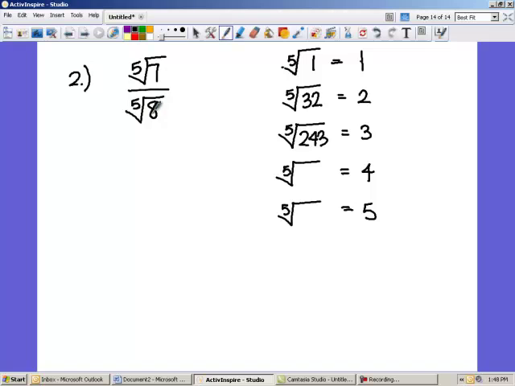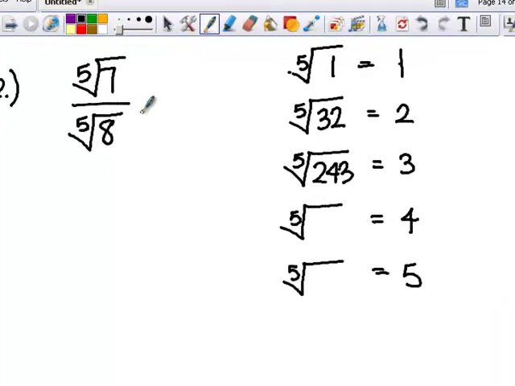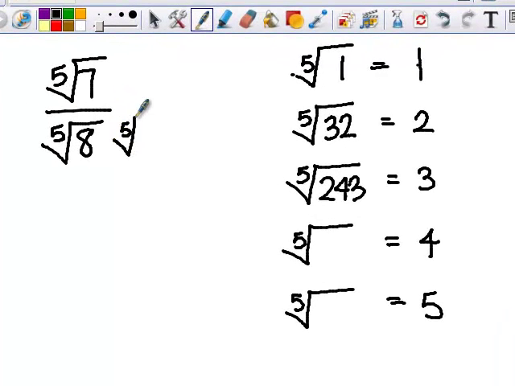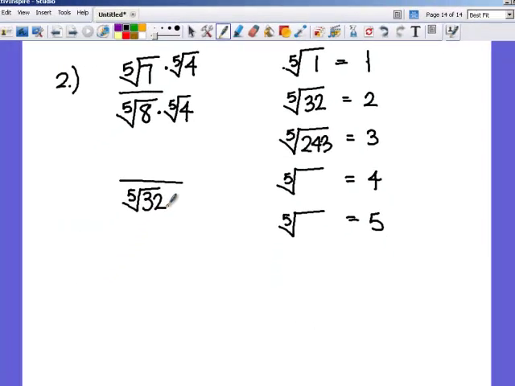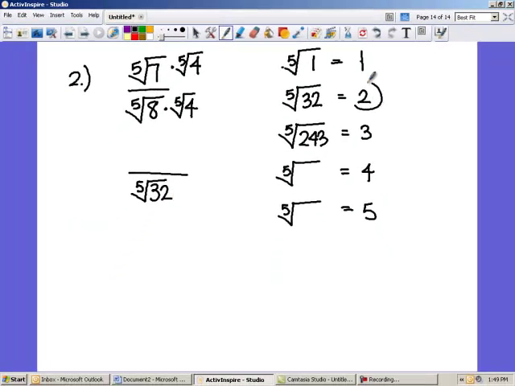But if you look at this 8, could we multiply 8 by something to get 32? And your answer should be yes, because 4 times 8 is 32. So if we do the 5th root of 4, remember we have to do it to the top. Now on bottom I have the 5th root of 32, which is a whole number. So the bottom just changed to 2.